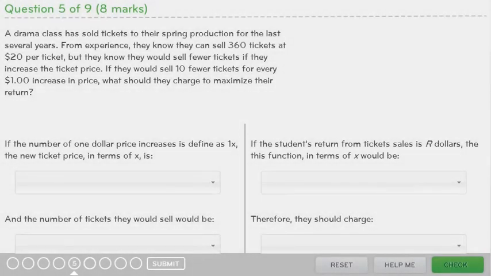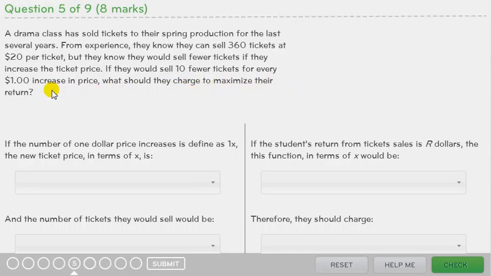In this question, we are told that a drama class has sold tickets to the spring production for the last several years. From experience, they know that they can sell 360 tickets at $20 per ticket. But they know they would sell fewer tickets if they increased the price. If they would sell 10 fewer tickets for every $1 increase in price, what should they charge to maximize their return?